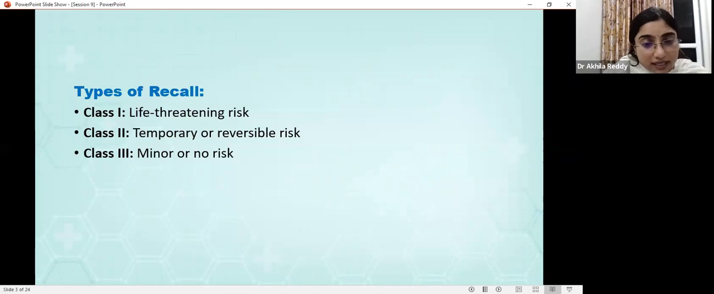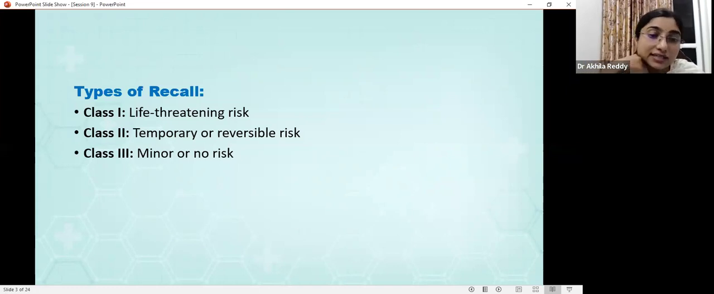Class 3 is very minor, and there is no risk, though we may get some chills. See, with chemotherapy drugs, yes, there is alopecia. Why are chemotherapy drugs not being banned? Because there is something more useful than alopecia.